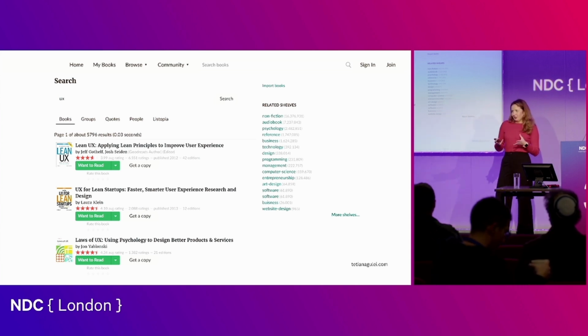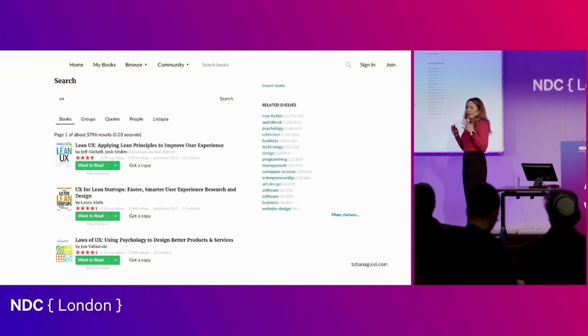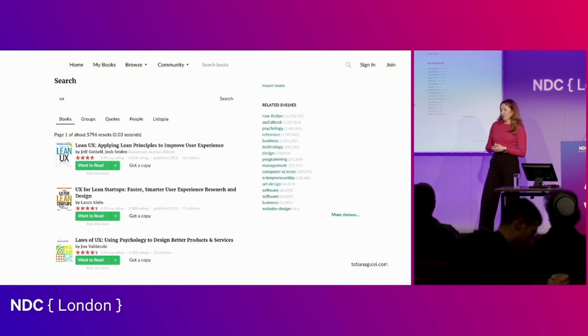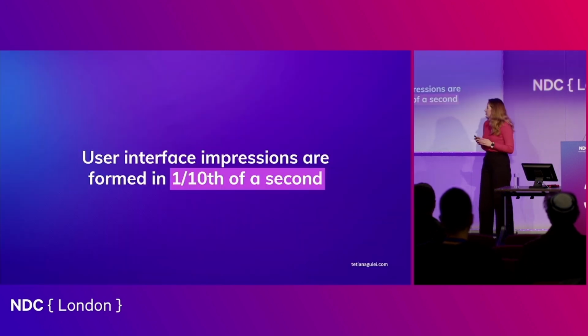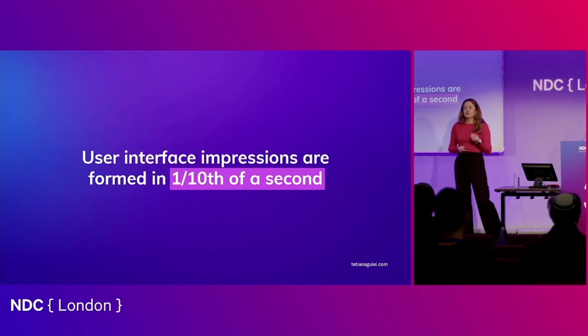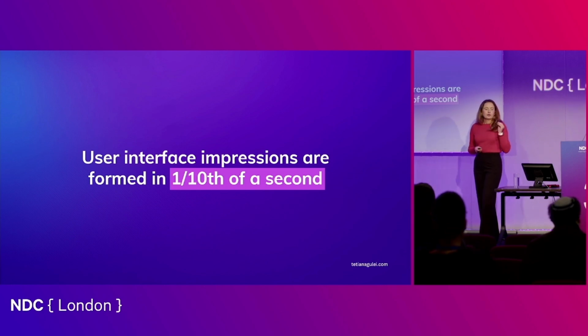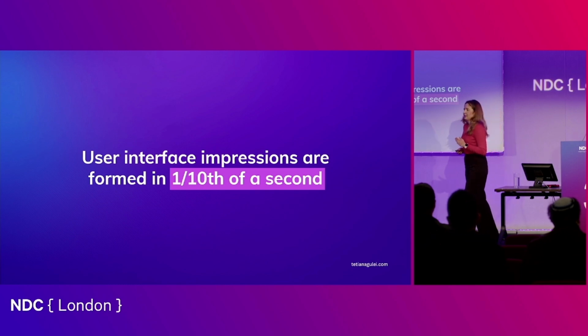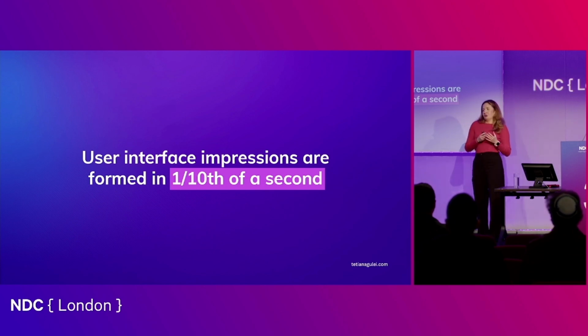So maybe you've noticed that in all of these 3 examples that I just showed you, you were rather fast to make your decision on whether you trust the interface or not. And that's not a surprising thing, because research also found that user interface impressions are formed as fast as just in 1/10 of a second. And just think about it for a moment. 1/10 of a second. It's such a short period of time. Either you build trust or break it with your users.